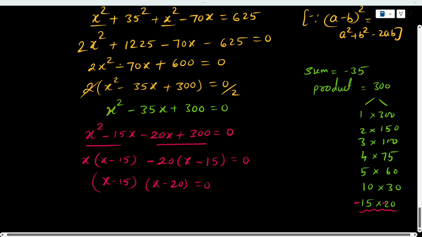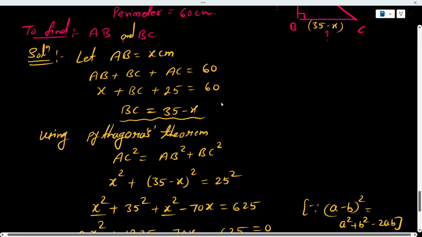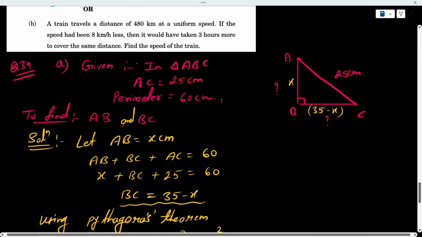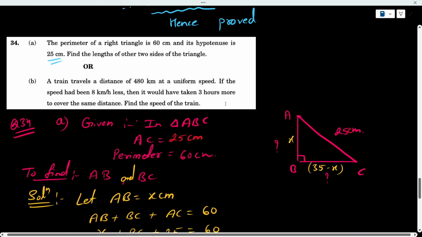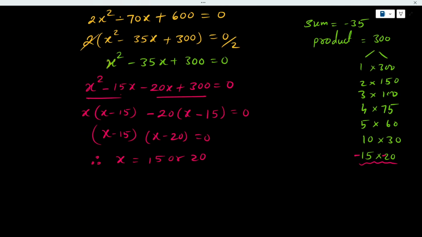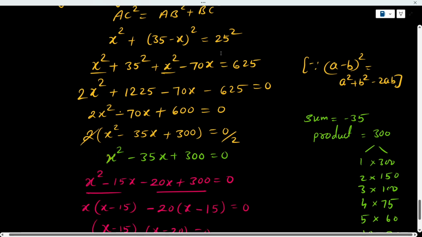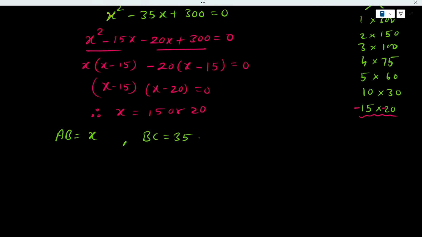If you will see here, x can be 15 or 20, right? What we were finding here, if you have taken x as the length of AB. So what is the length of AB? You need to find out the length of the other two sides, right? So AB and BC. So what is AB? X, right? If I rewrite here, AB is x and BC was 35 minus x, correct? So you will get two answers here.